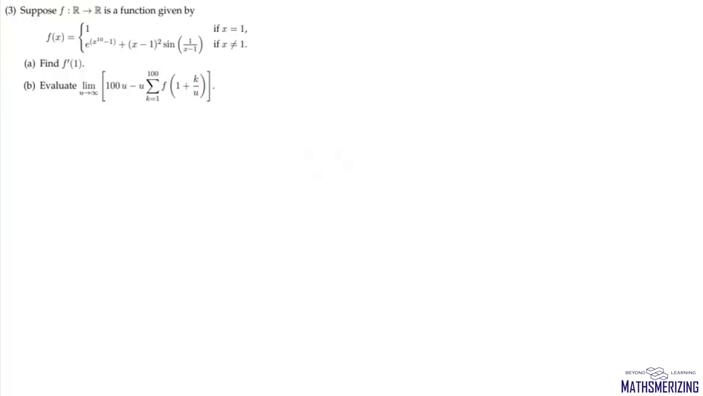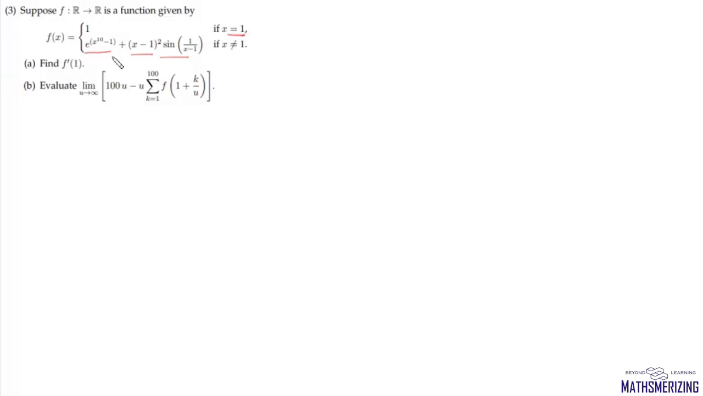Now in question number 3 it says, suppose a function is defined by f(x) equals 1 if x is equal to 1, and then e to the power (x^10 minus 1) plus (x minus 1) square sine 1 upon (x minus 1) if x is unequal to 1. We need to find the value of f dash 1.